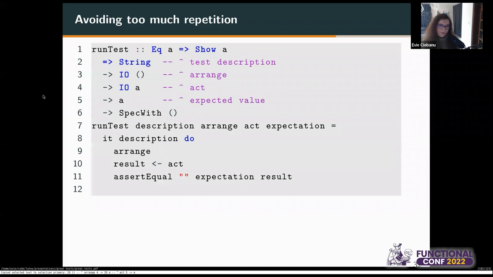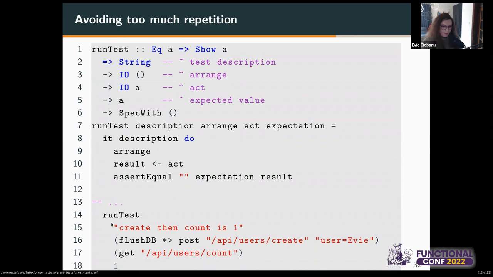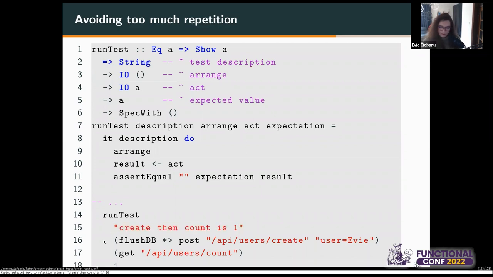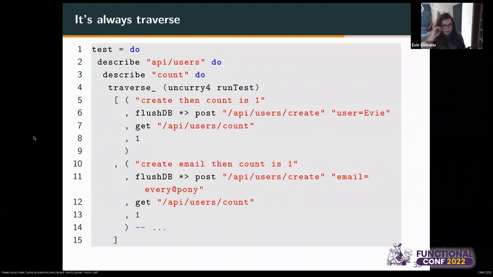So let's factor that out. We can have this run test helper, which takes a description and an arrange, act and expectation, and then fills everything up, rather than us having to do it manually. And then a run test would look like this, where we say run test, description, then the next line is what to do in the arrange part, then what to do in the actual test, and then the expected result. Then we can rewrite this whole thing. Of course, it's traverse, because traverse is always the answer.